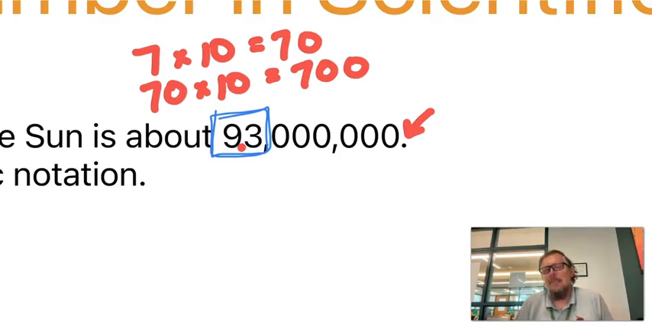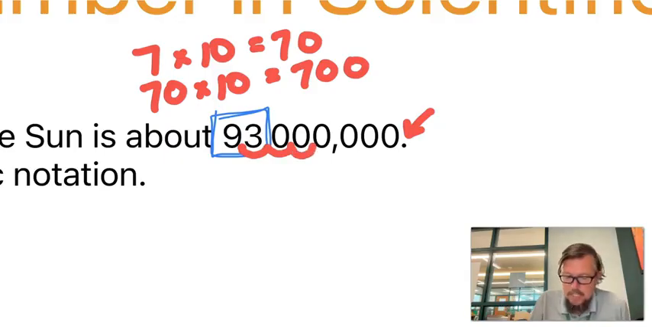So how many times do we multiply by 10 to turn 9.3 into 93 million? So let's count. There's one spot that we'd move the decimal to move it from 9.3 to 93. That's moving the decimal one time. So that's multiplying by 10 once. If we move it again, this is multiplying by 10 two times. That would give us 930 if we move the decimal there. If we move the decimal again, that's moving the decimal three times. That would give us 9,300, and so on.